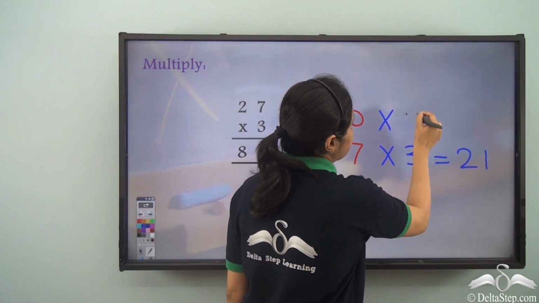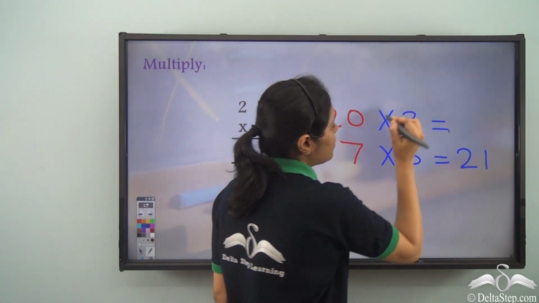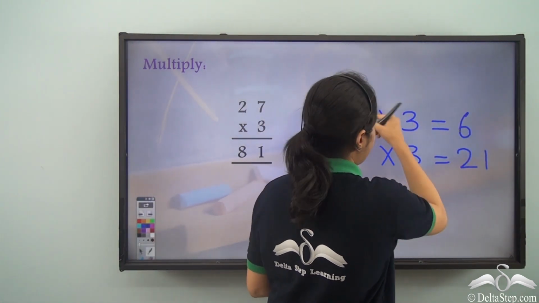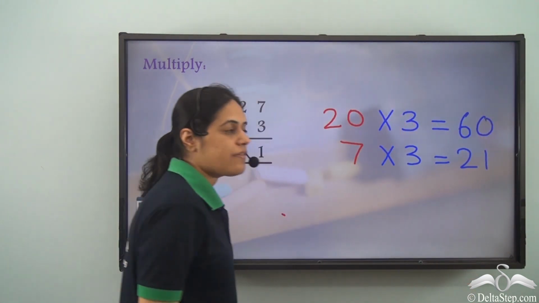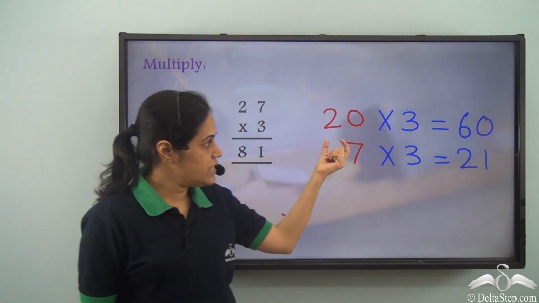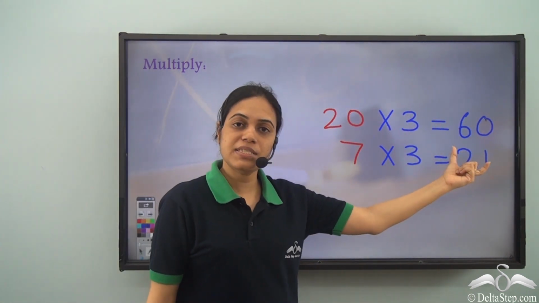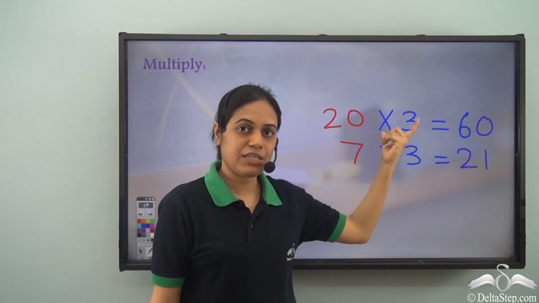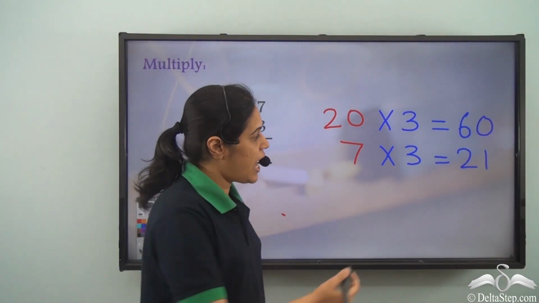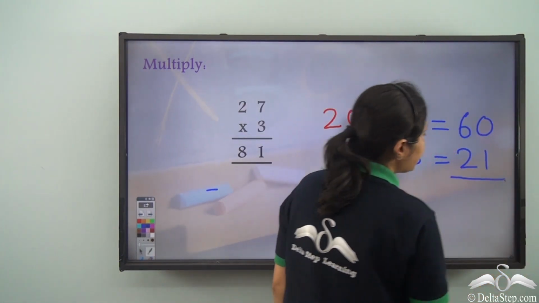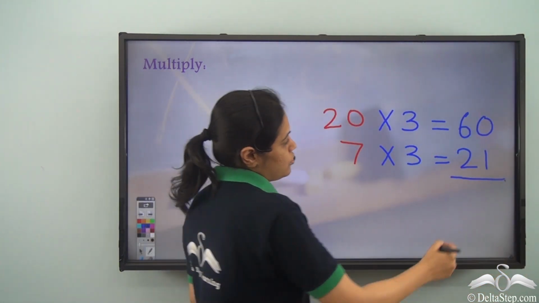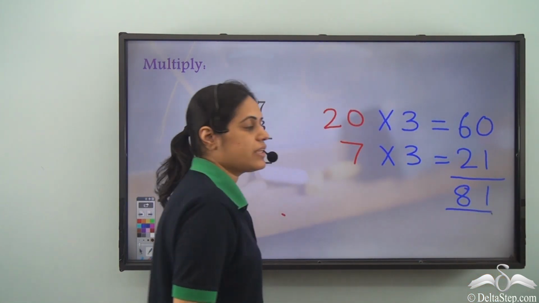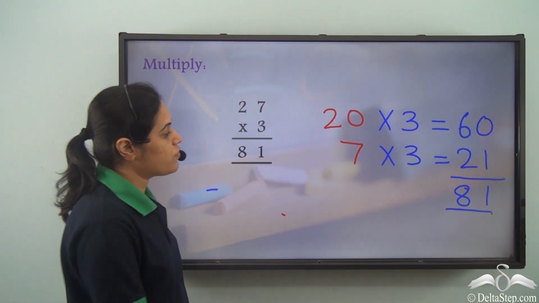Also, if I multiply 20 by 3, what will I get? 3 into 2 is 6, and I have a 0. So I have a 0 here. 20 into 3 gives me 60. This is the same as 2 tens multiplied by 3 gives me 6 tens. And now I need to add these two. So I get 1 and 8 here. 81, which is what we have here.